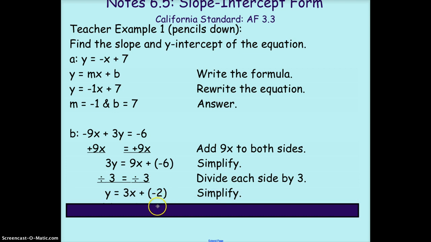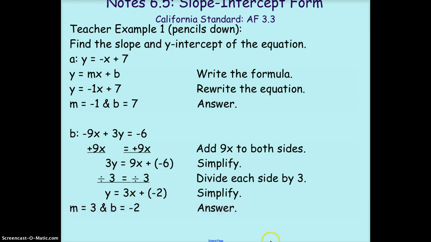Okay, and finally, we can find our m and our b. The m, again, is the number between the equal sign and the x, so in this case it's 3. And the b is the number after the addition sign. So if you wrote this as -2, you'd need to change it, skip change, plus -2. So you know that that's your b.